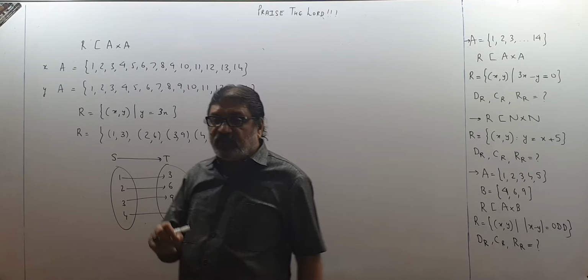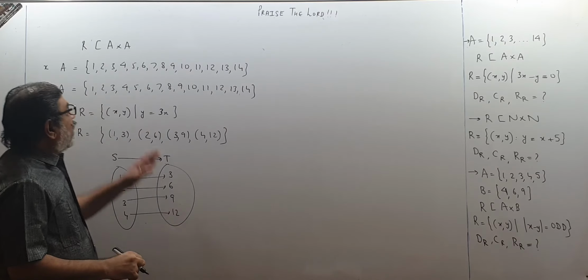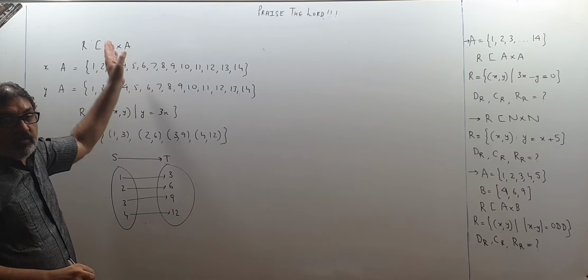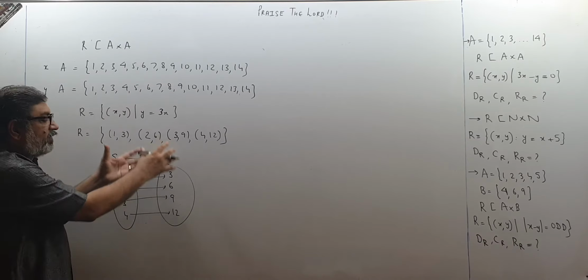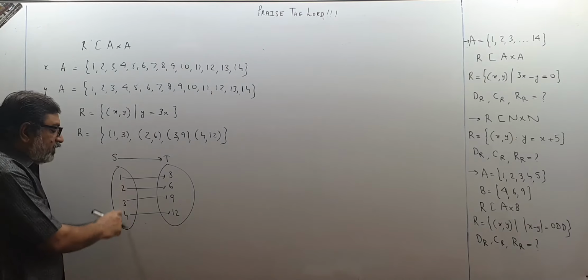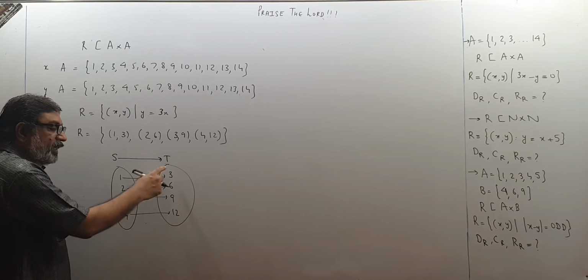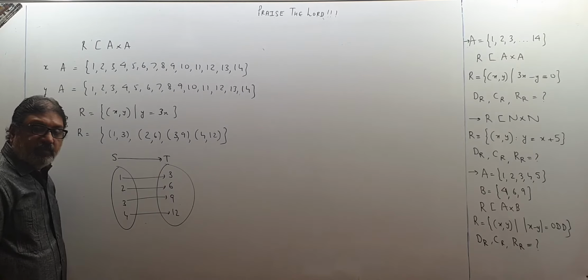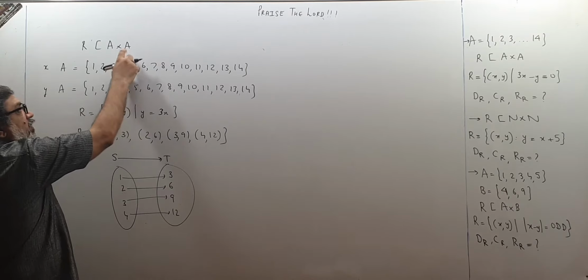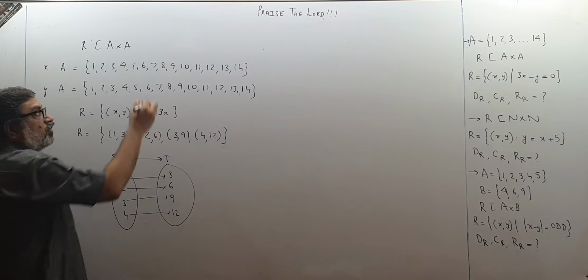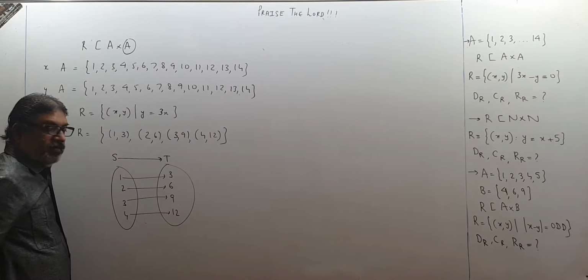So now please understand very clearly children. R is a relation in A cross A or R is a relation in A. Once you have identified the elements, these first elements form the domain. The second elements form the range. And the codomain comes from here. This is codomain. Second set.